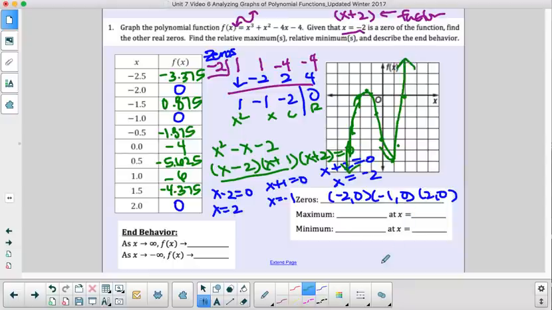Okay. Then it wants us to list the max and min. So where is a high point? Well, this is increasing then decreasing. So right here is a max. And here we are decreasing then increasing. So this is a min. We need to find those values.